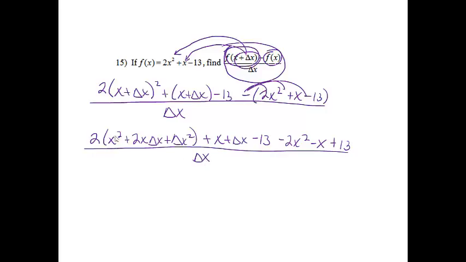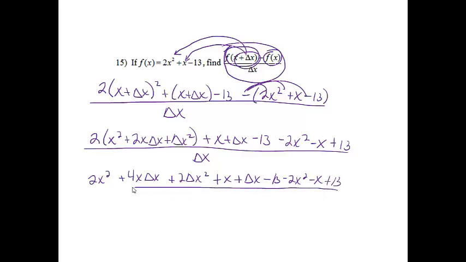Now I'm going to distribute the 2, so I'll get 2x squared plus 4x delta x plus 2 delta x squared plus x plus delta x minus 13 minus 2x squared minus x plus 13, still all over delta x. And now canceling out what I can, the 2x squareds will cancel out, the x's will cancel out, the 13's will cancel out. So I am left with 4x delta x plus 2 delta x squared plus delta x, all over delta x.